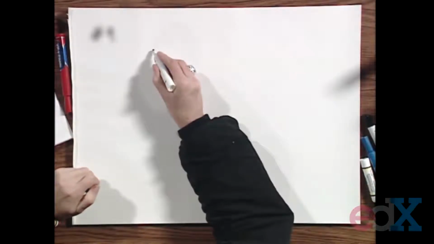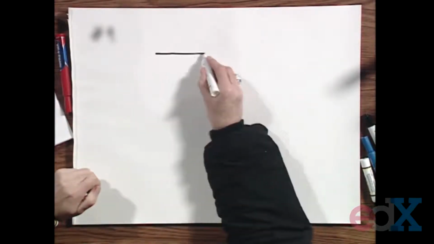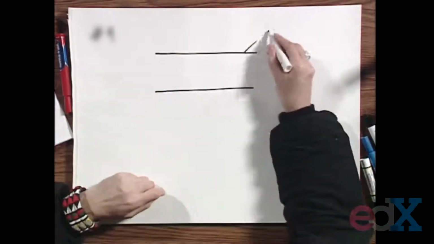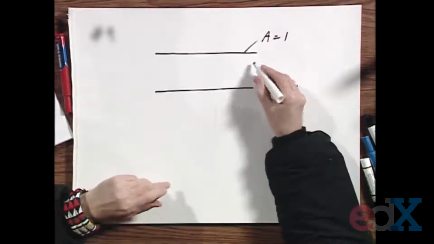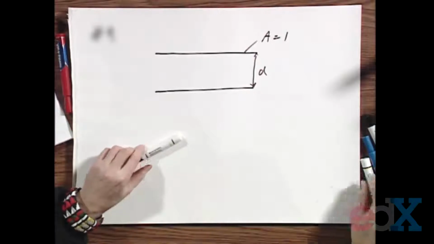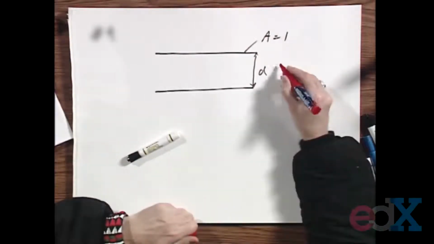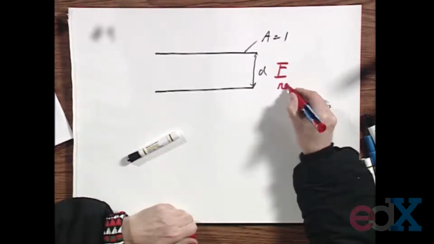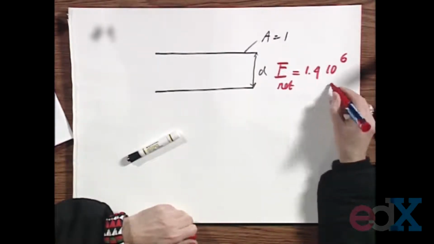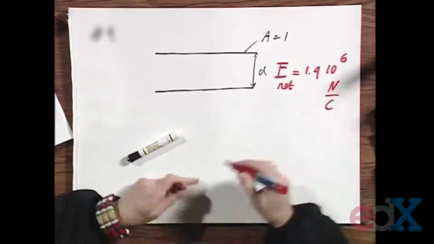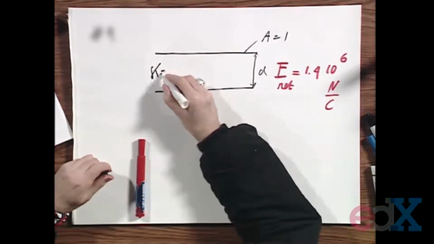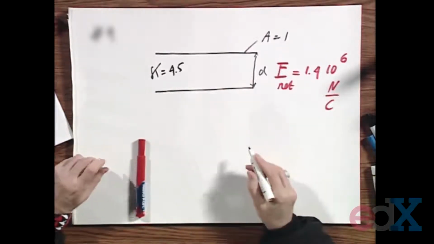Now we have a capacitor with a dielectric, and that is always a little bit harder. Here is the capacitor, the area is 1 square meter, it has a distance d between the plates, and what we are being told is that the net E field in the capacitor is 1.4 times 10 to the 6 newtons per coulomb or volts per meter, whichever you prefer. And there is here a dielectric inside with a dielectric constant of 4.5.